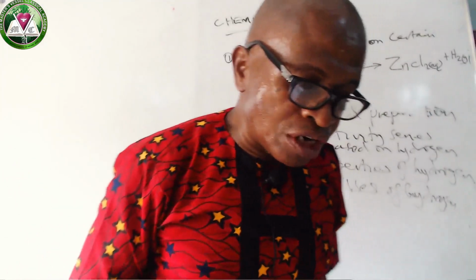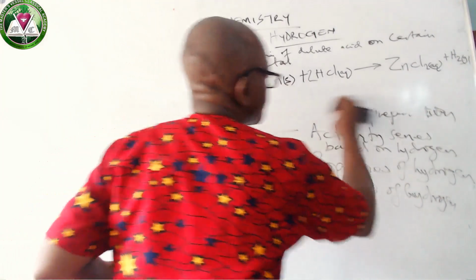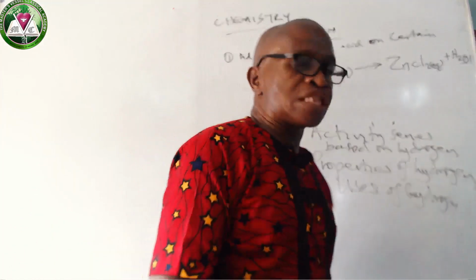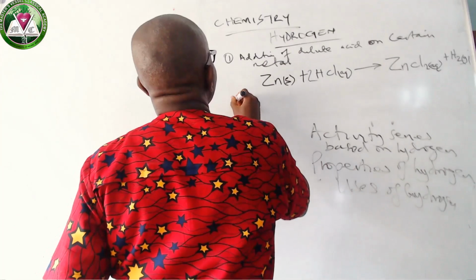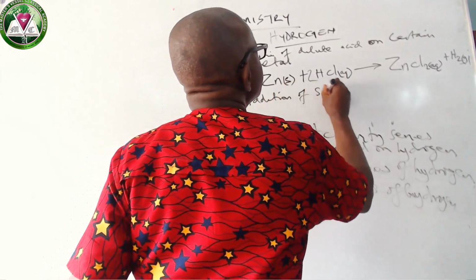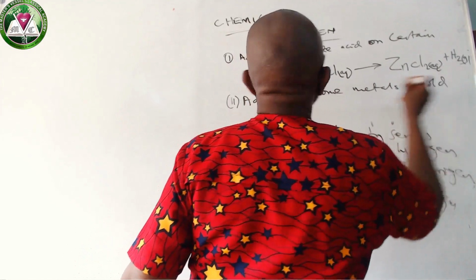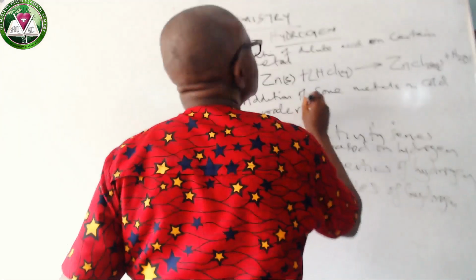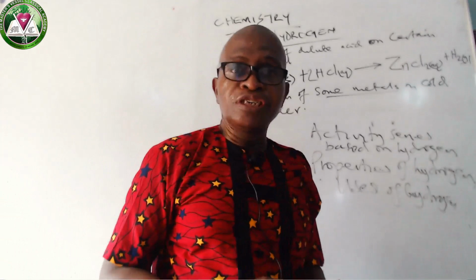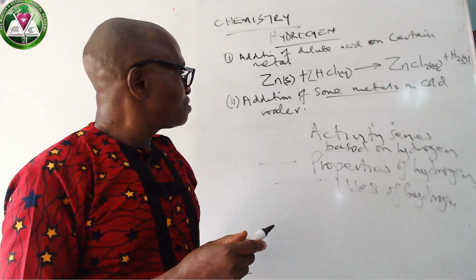Then we'll look at the second method, which is addition of some metals to cold water. Note the plus. Some metals, which means it's not all metals that, when you add them to cold water, will produce hydrogen.